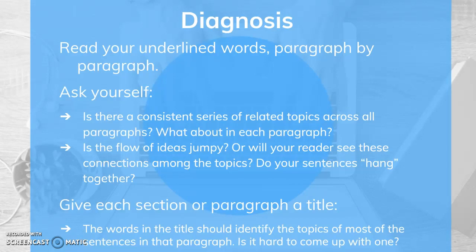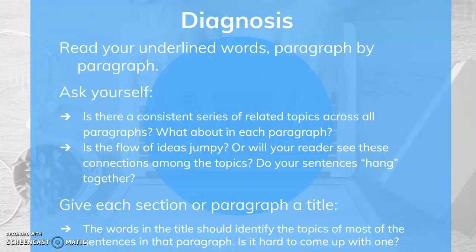So now that you've underlined the first words of every sentence in every paragraph for a few pages, you'll want to read your underlined words paragraph by paragraph. As you're reading, you want to ask yourself, is there a consistent series of related topics across all paragraphs? What about in each paragraph? Is the flow of ideas jumpy, or will your reader see these connections among the topics? Do your sentences hang together?